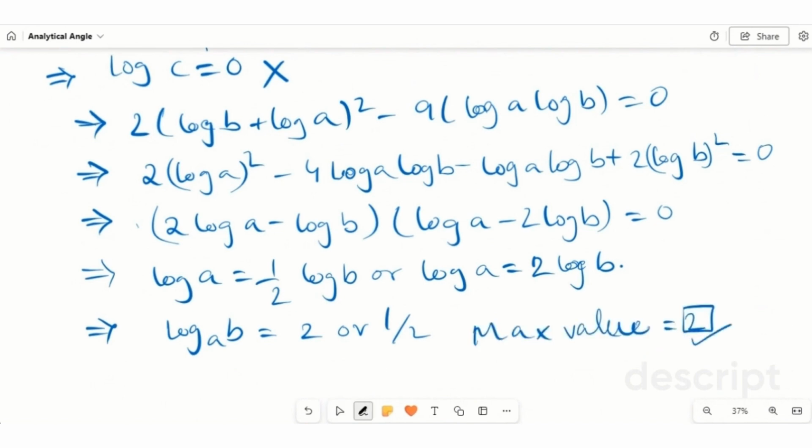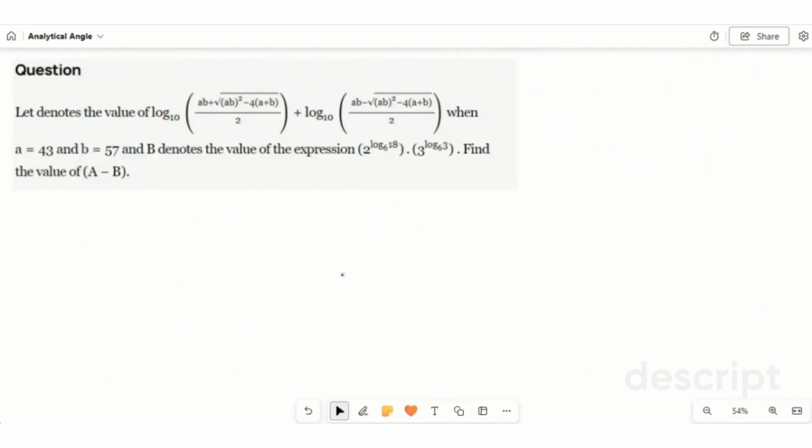Now, moving on to the third question. Now, for the third question, the question is, let A denote the value of log of ab plus square root of ab whole square minus 4 into a plus b, whole thing by 2, and plus log, and so on. Such a big expression will definitely frighten you, but it is actually a very easy question which we can solve like this.